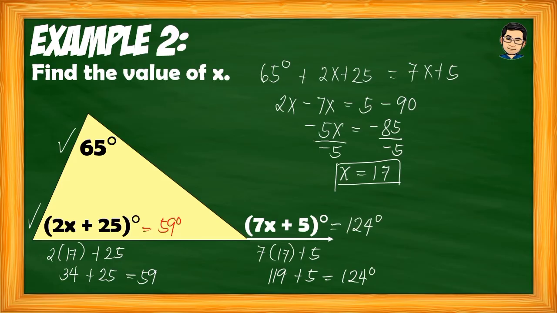Now, to check kung tama ba na yung sum ng two remote interior angles ay 124, we'll just add 65 degrees and 59 degrees. So, 5 plus 9, 14, 4, carry 1. So, 6 plus 5, that is 11, plus 1, 12. So, 124 degrees. So, our value of x, 17, is correct.